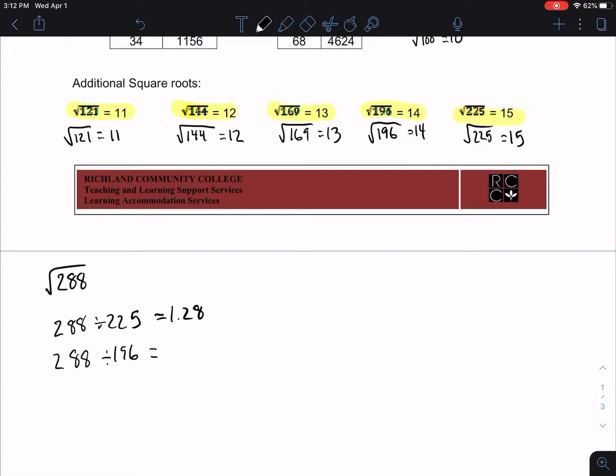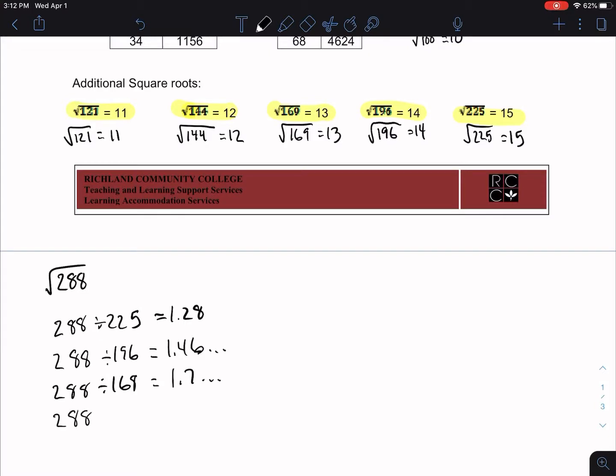So I plug that into my calculator, and I get 1.46, and so on. I'm done though. It's got a decimal. It can't be the answer. Okay, so I continue on with 288 divided by 169. Again, I'm going to plug that into my calculator and see what I get. If I get a decimal, it's gone. I'm looking for the first thing that does not have a decimal.